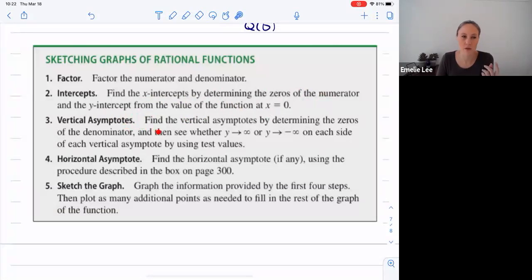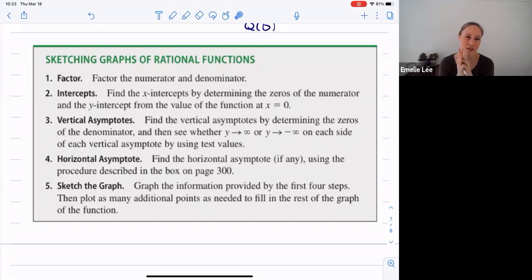Now for the vertical asymptotes. You're going to find them by finding the zeros of the denominator, right? And that's why we started by factoring the denominator, okay? And then we're going to use test values. Just like we did for inequalities, we're going to find test values to see if y is going to positive infinity or negative infinity. And we're going to have to test the values on either side of that vertical asymptote, right? This is probably the hardest part of sketching these graphs. And then once that's done, you're off to the races, right?